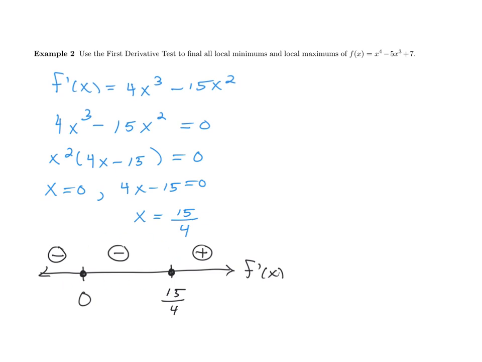Let's see what happens. I'll start with this one here. The derivative is negative, and then it's positive, meaning the original function is decreasing, then increasing. What does that mean? This means that x equals 15/4 is a local min. But what's going on here?